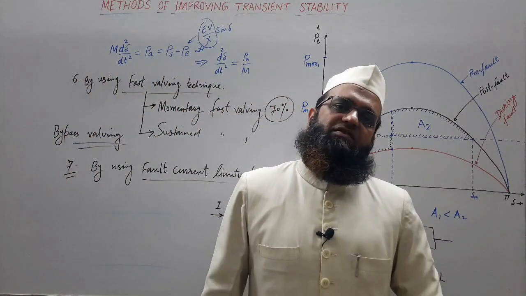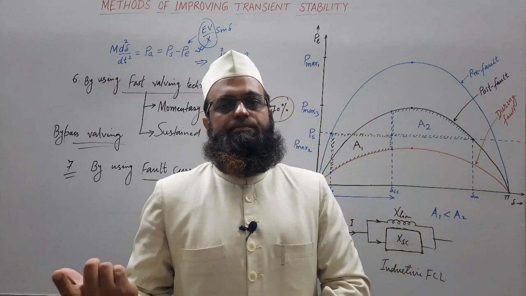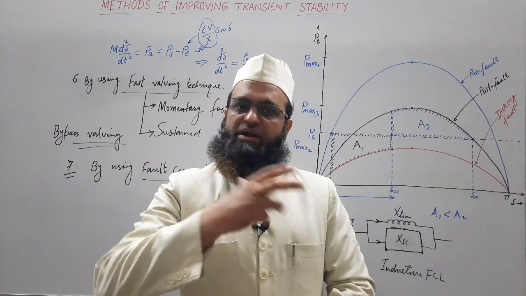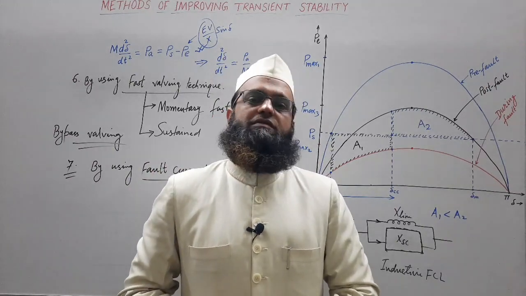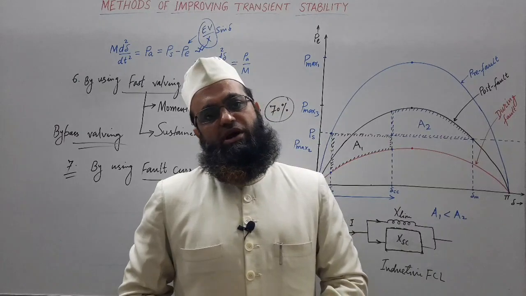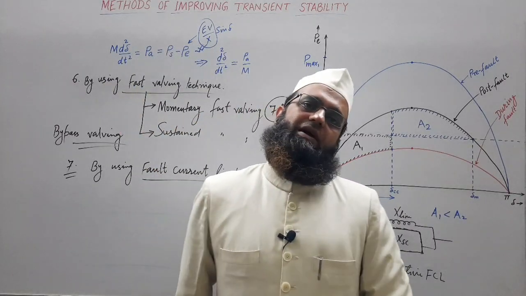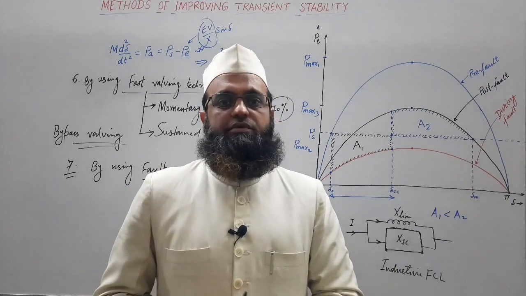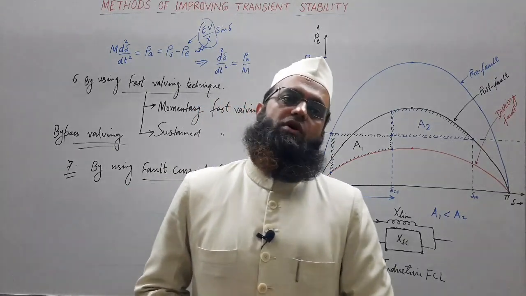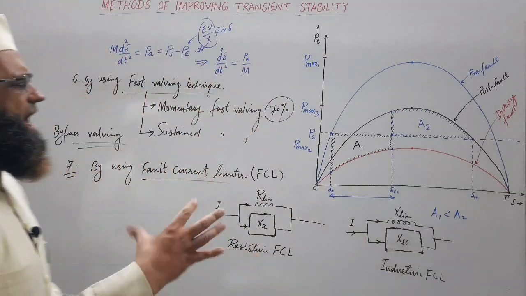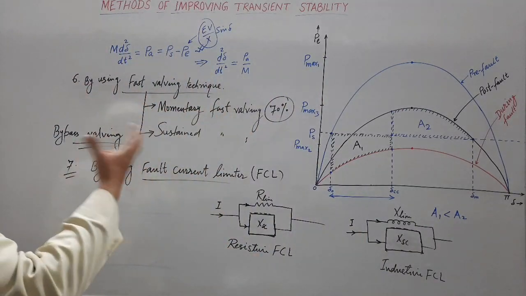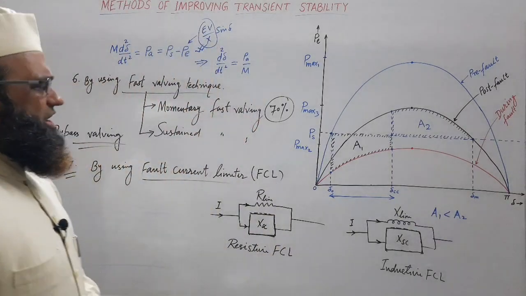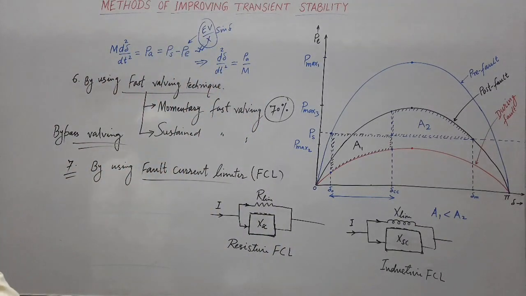So what was the function of the braking resistor? It was also consuming the extra energy stored. But if the fault is near the alternator terminal, in that case, what was the drawback? The voltage drops significantly, hence that was not much effective. So we can have a combination of various techniques employed together, depending upon the adequacy and feasibility of the system.